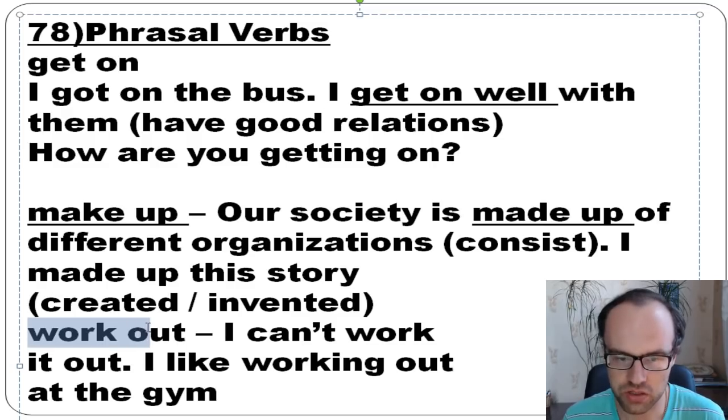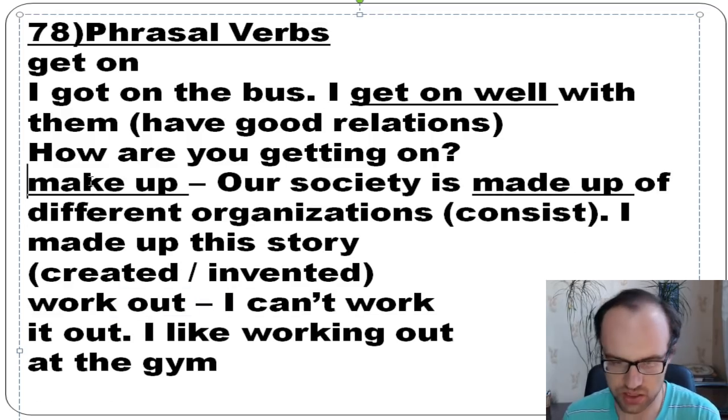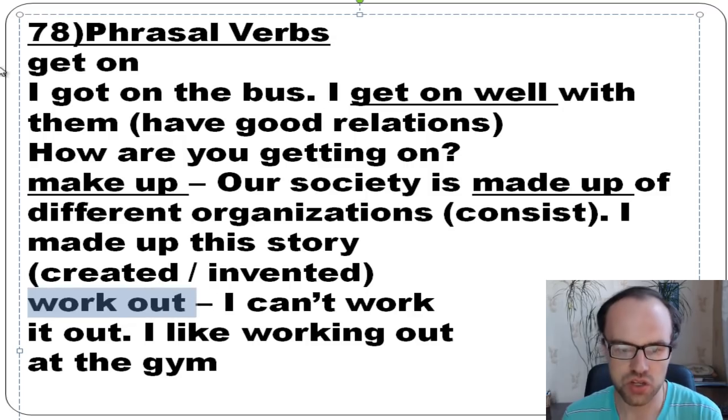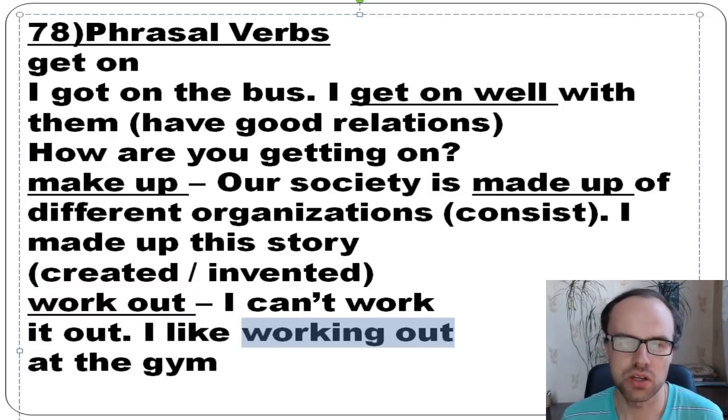And work out also has more than one meaning. I can't work it out means I can't understand it. Or I like working out in a gym, so it means I like doing physical exercise in a gym.